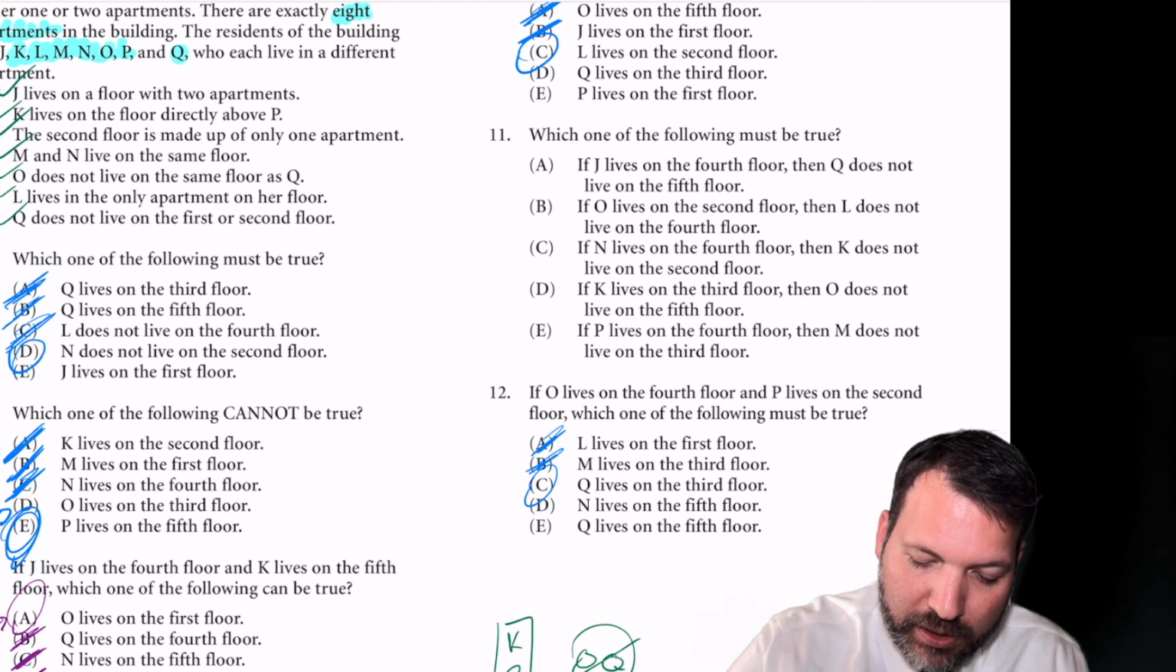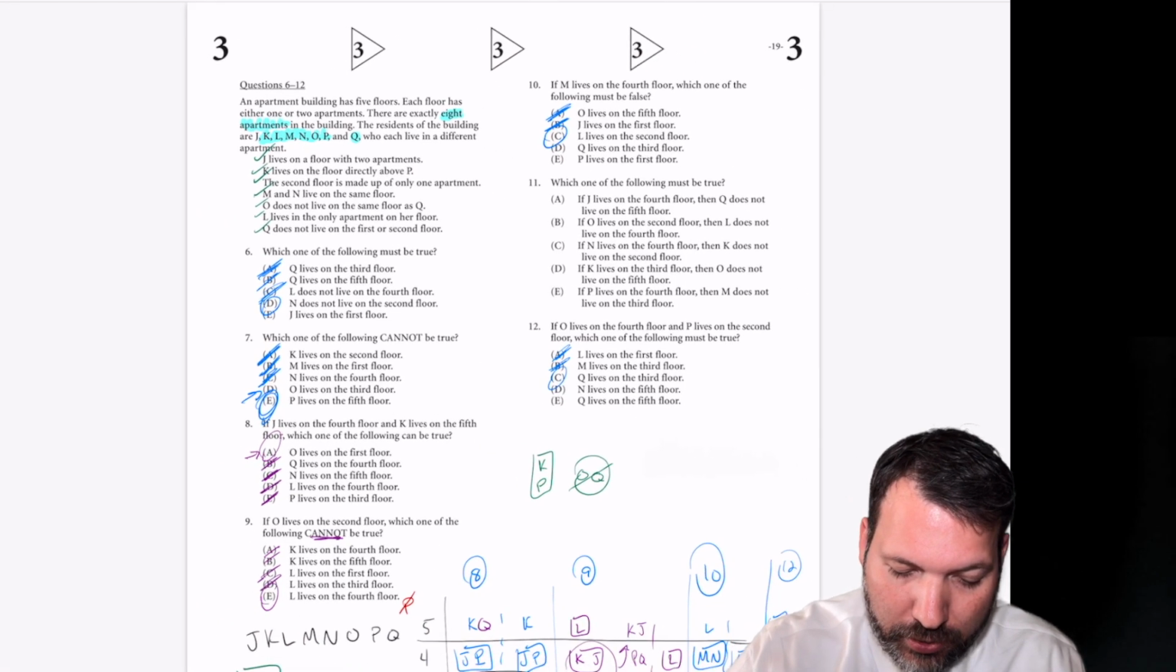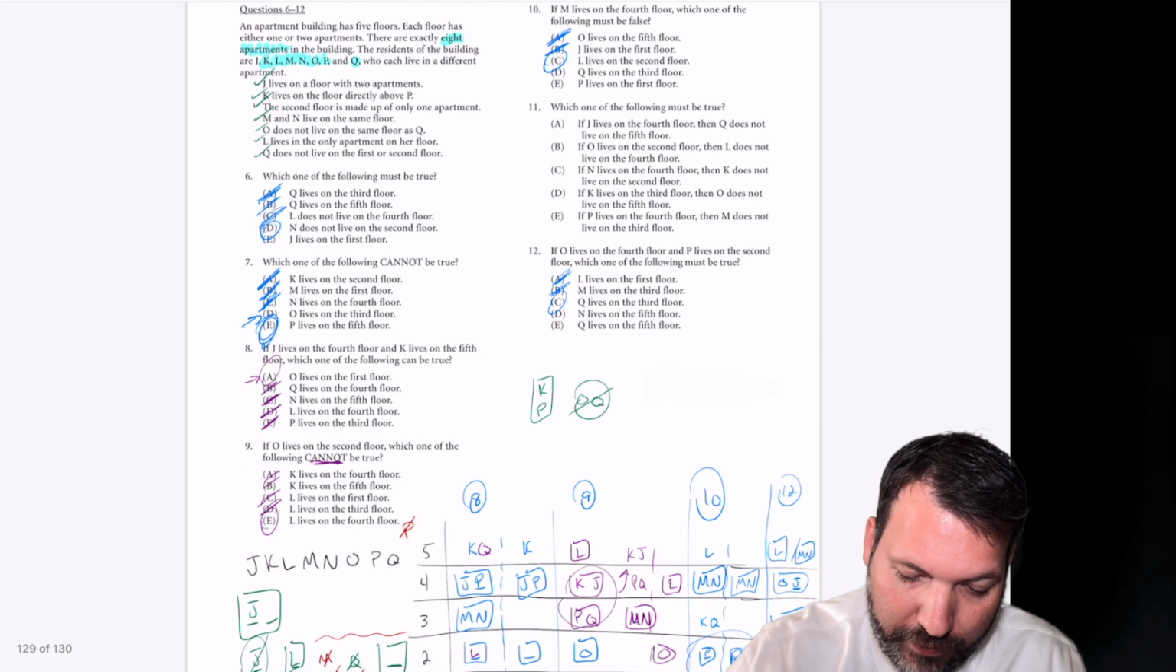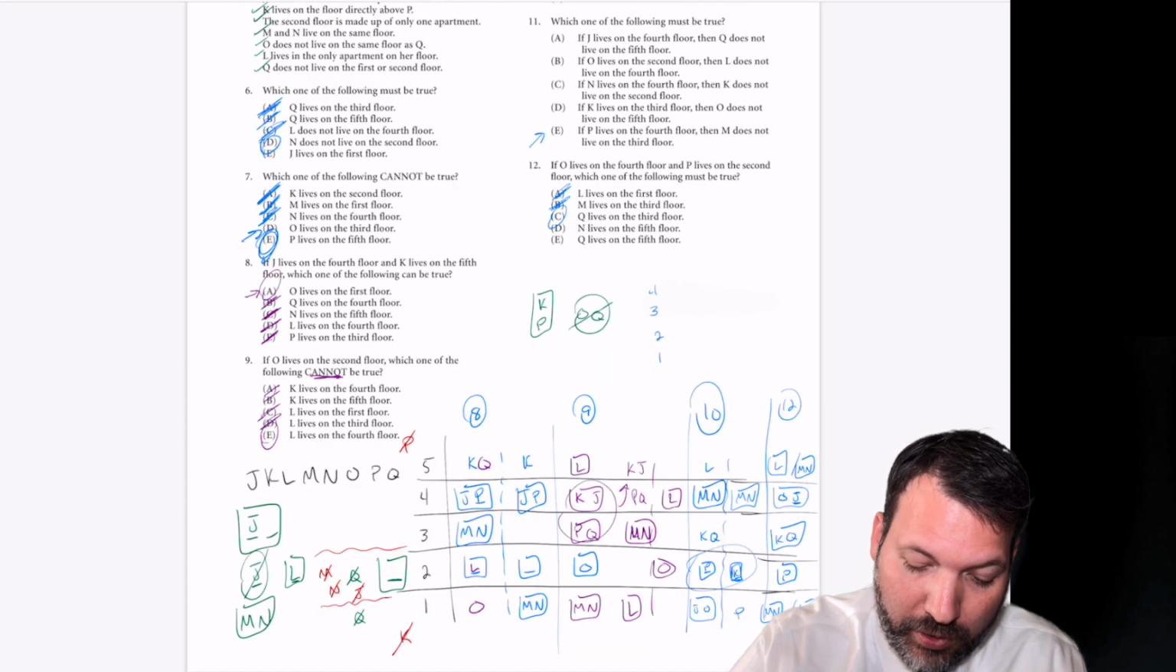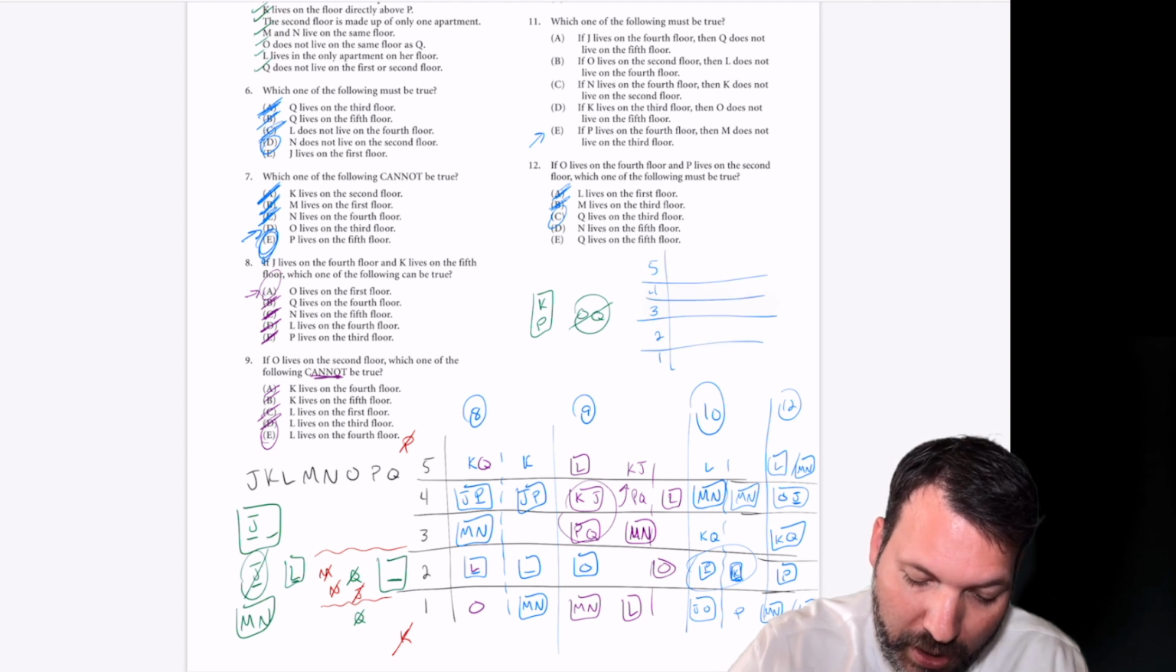Which one of the following must be true? Ugh, and they're phrased as conditionals. Not going to be fun. If J is on the 4th floor, I'm going to come over here and jot this down so I have some space where I can try these out if need be. If P is on the 4th floor, we know K goes on the 5th floor. What else can we say?